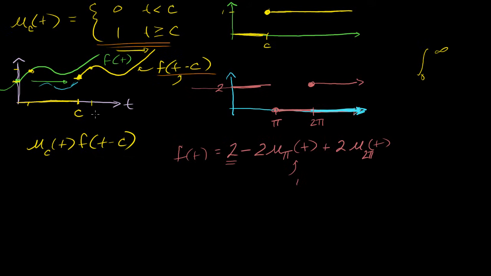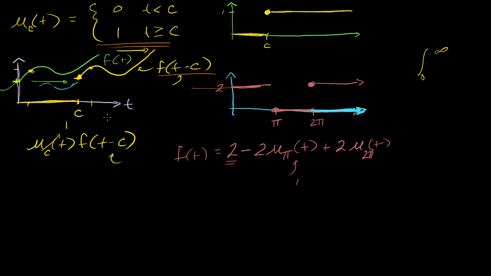Until we get to c, the unit step function is 0 when it's less than c. So you're going to have 0 times, I don't care what this is, 0 times anything is 0. So this function is going to be 0. Once you hit c, the unit step function becomes 1. So once you pass c, this thing becomes a 1, and you're just left with 1 times your function.